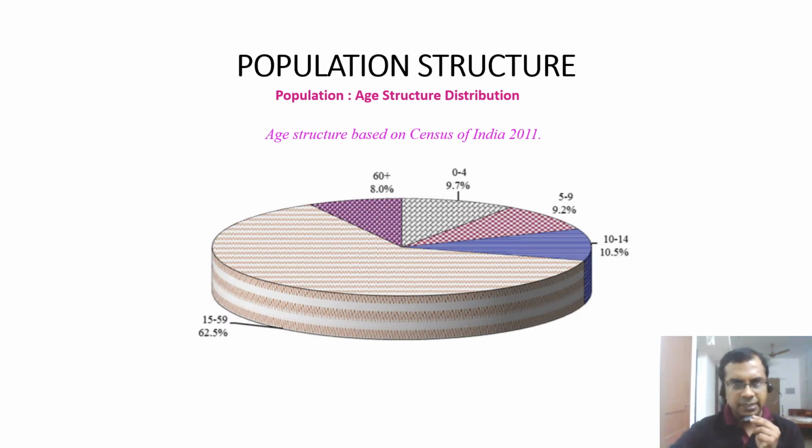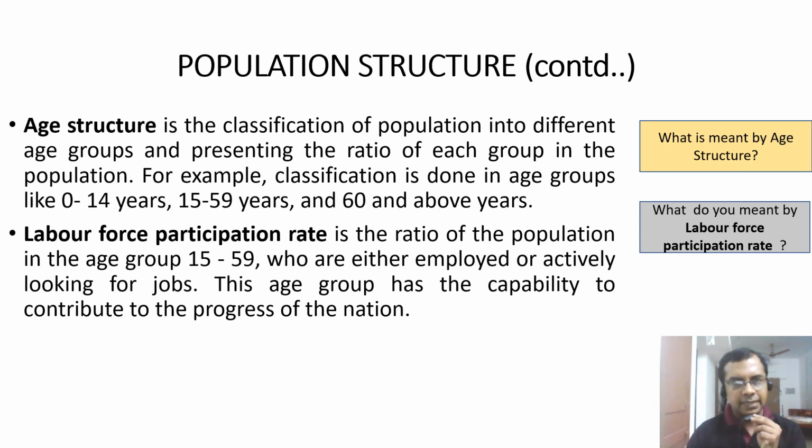This population structure clearly gives us an idea about the age structure distribution as per the census which was taken in 2011. Age structure is the classification of population into different age groups and presenting the ratio of each group in the population. For example, classification is done in age groups like 0 to 14 years, 15 to 59 years and 60 and above. Now we can study about the labor force participation rate.